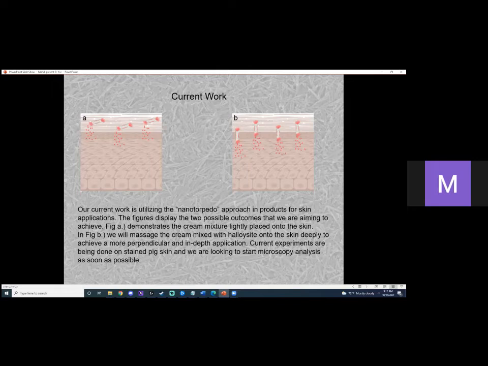Current experiments are being done on stained pig skin. So that's the type of skin we're currently working with. And we're looking to start microscopy analysis as soon as possible. We haven't had the best results with microscopy analysis yet because of how specific the sample needs to be prepared and because of the type of equipment that's required, which we currently do not have access to analyze this data.